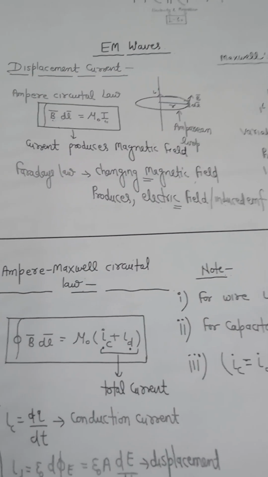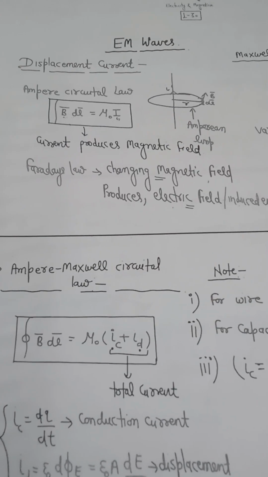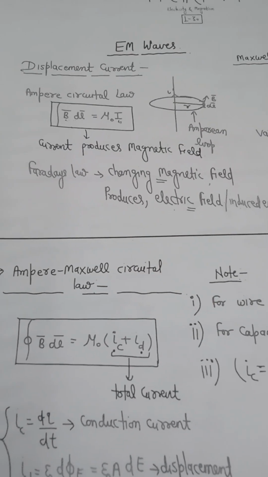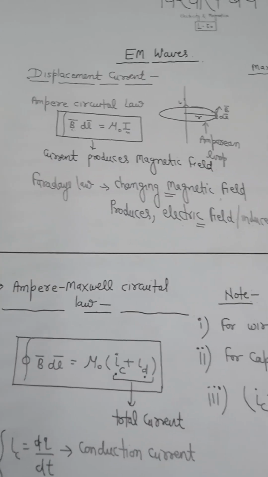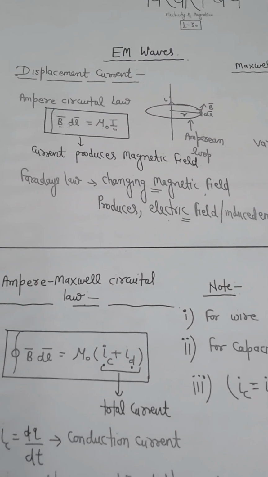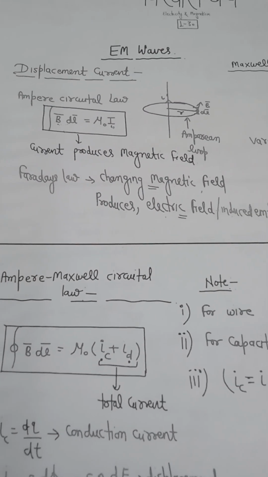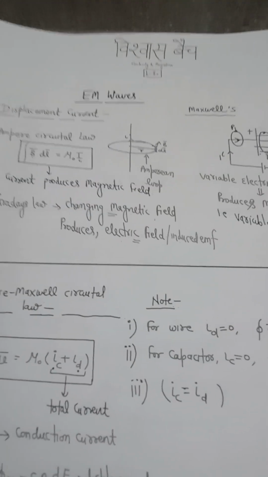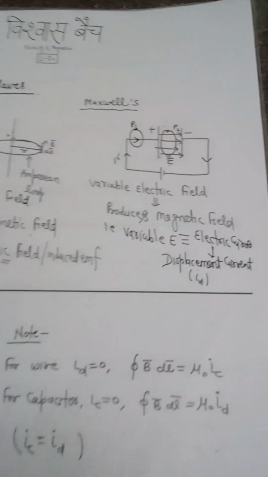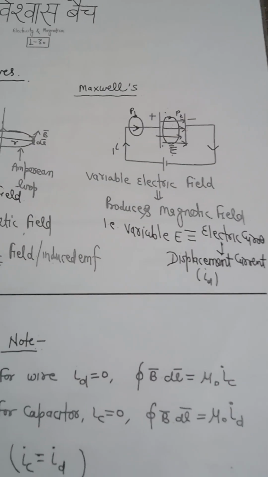It is an Ampere loop. So current produces a magnetic field. In Faraday's law, we study that a changing magnetic field produces an electric field and induces EMF. And this is Maxwell's contribution.